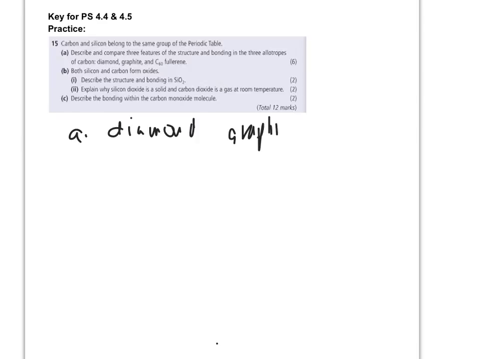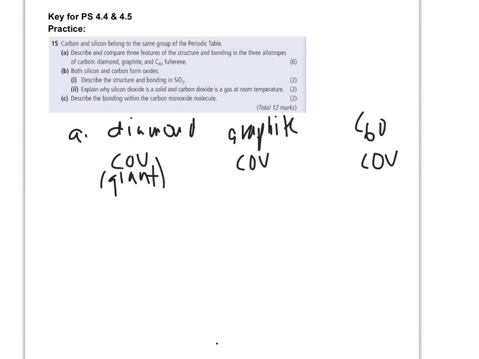graphite, it's the stuff they put in your pencils, and then C60 or fullerene. They all have covalent bonds. But the difference is that graphite and C60 just have what we'd call typical covalent bonds or molecular covalent bonds, whereas diamond actually has a giant covalent bond. And then they all have LDF forces holding them together.